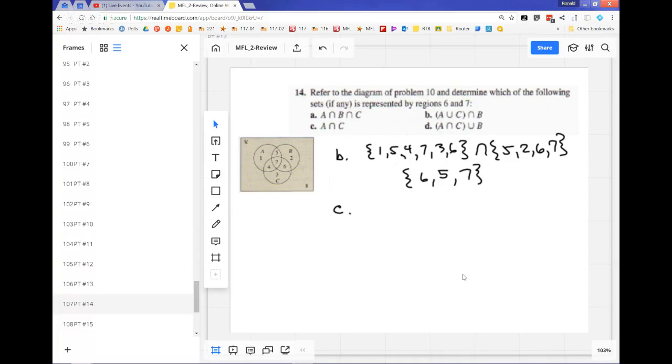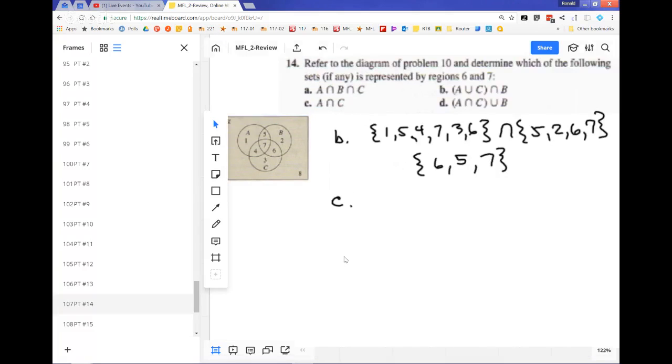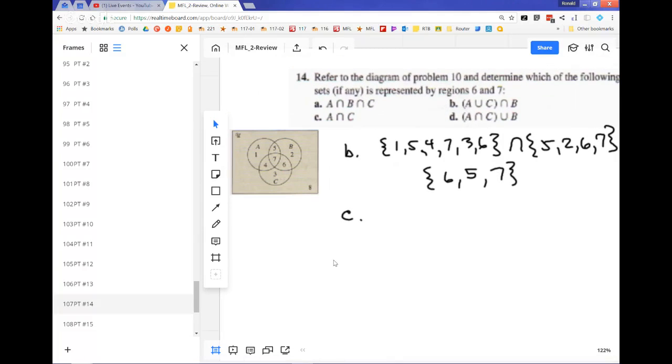So now you've got to use that picture. Maybe it's too tiny, but if you look at circle A and circle C, what's the union of them? It's all the numbers that are in the two circles. So 1, 5, 4, 7, 3, 6. Can you see that? Do you see that's what I wrote down right here? Okay, and that's intersected with B. What's in circle B? 5, 2, 7, 6.